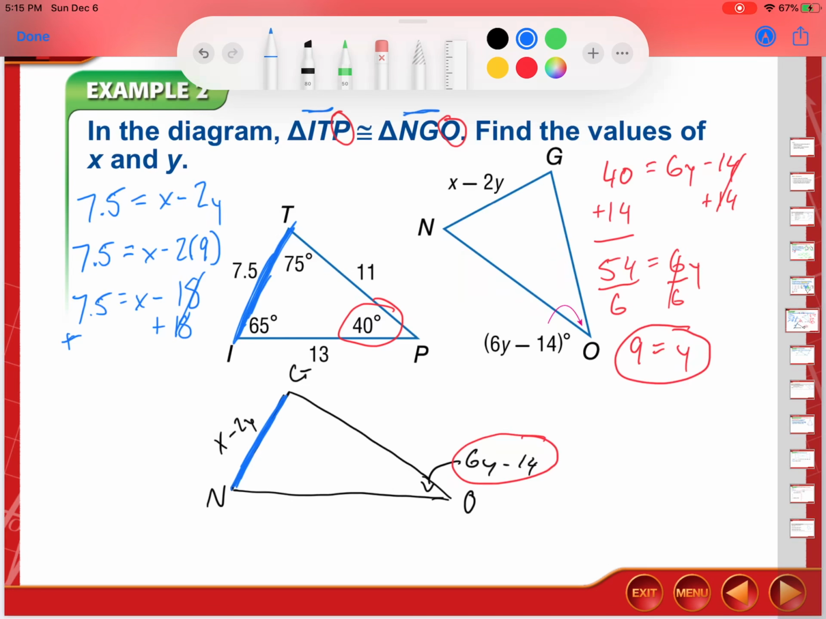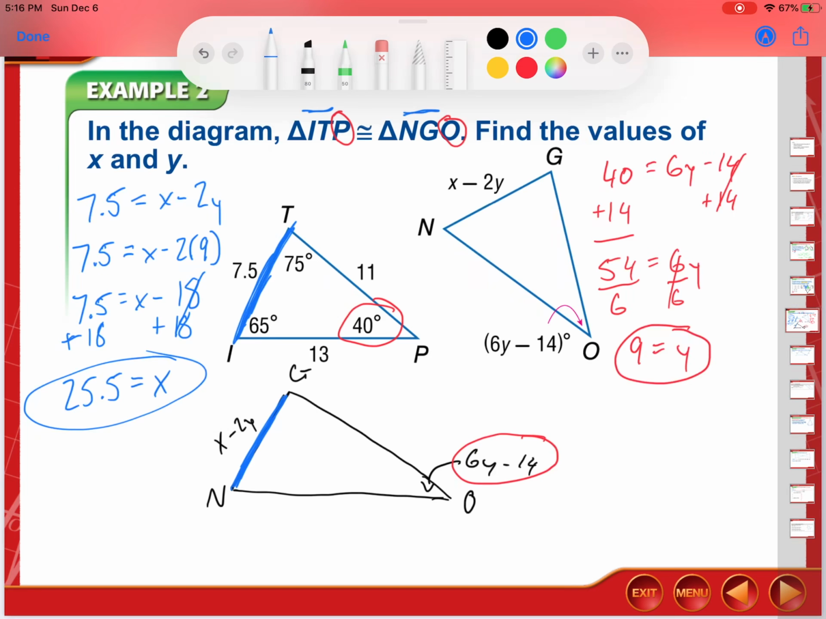Now we can start solving this. In order to solve this, we have to get the x by itself, so we add 18 to both sides. Of course, we're still adding to both sides because we have to keep that equation balanced and happy. We don't want angry equations in here. So 18 plus 7.5 would be 25.5 equals x. Awesome. So we have our second variable, and we've solved the equation.